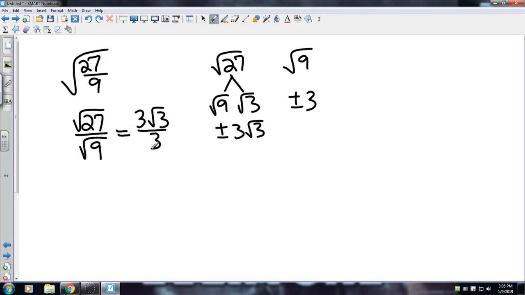Now here's the question. Is there anything I can simplify there? Well, remember, just like we discussed before, we can only take radicals and radicals, and we can only take numbers into numbers. So in this case, I have a 3 on the top and a 3 on the bottom, but I can't do anything with that radical 3, so that is my final answer.